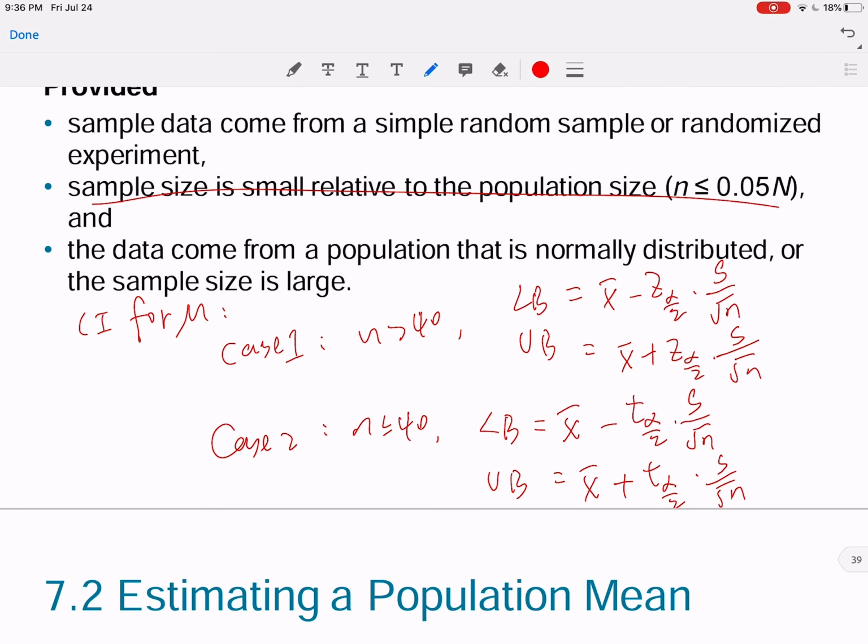The two different cases, if you are constructing the confidence interval for the population mean: if n is greater than 40, just use the z. If n is less than or equal to 40, you need to use the t value here. All right, I wish you have a good understanding of it, because we will say something about the t distribution in chapter 8 as well. All right, that's pretty much all about this video.